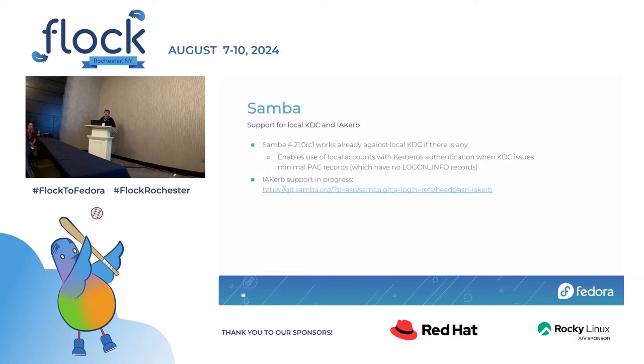And the local KDC has a bit of weirdness from the Samba point of view, because Samba for a long time assumed if you use Kerberos, if you get the Kerberos ticket, then you must be part of Active Directory. So you must have a PAC record. In the case of local KDC currently, we don't have a particular part of the PAC record, because the PAC record is there, but it contains checksums. It doesn't contain logon info information, which is the thing that is part of Active Directory and part of Windows world. So the fix will be in the 4.21 release. It's already in the release candidate and should be in Rawhide at least already. But again, you cannot really use that, because it will work, but IAKerb is not part of that release yet.